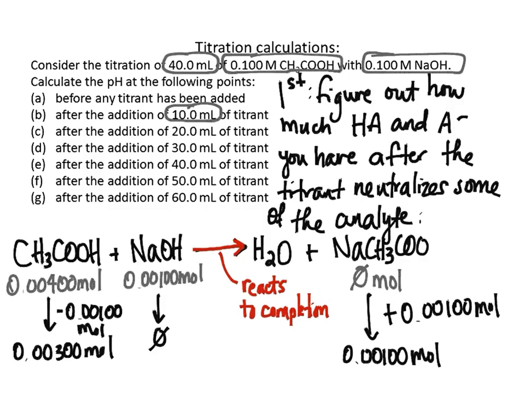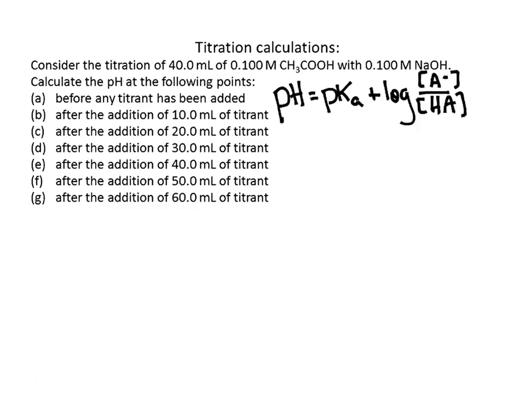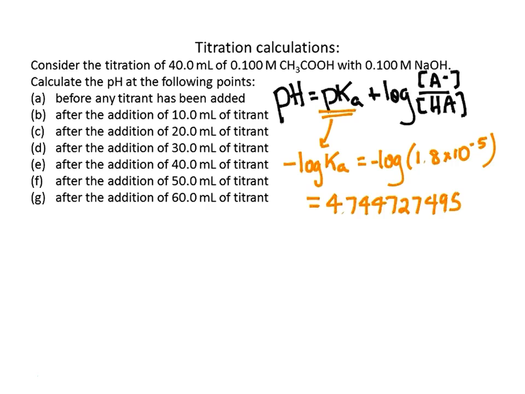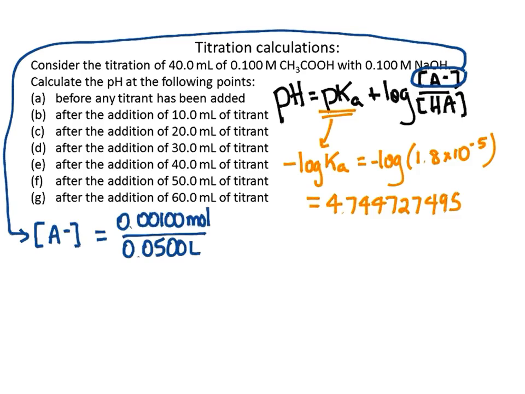We're going to plug those values into the Henderson-Hasselbalch equation. The volume is 40 plus 10, which is 50 milliliters, which doesn't really matter in the equation because it cancels out anyway. pH equals pKa plus the log of the base divided by the acid. The pKa is the negative log of 1.8 times 10 to the minus 5, which is about 4.7447. Plug that into the equation. Concentration of A minus is going to be that 1 millimole that we calculated earlier, divided by the 50 milliliters, or 0.0500 liter.